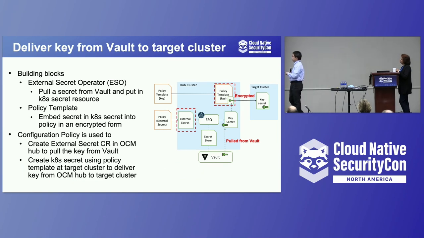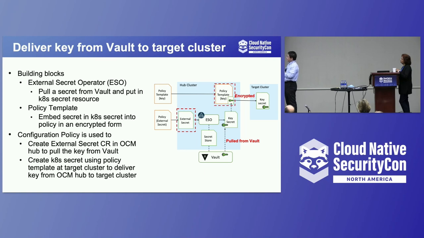So the design is like this. We use the external secret operator, which enables us to bring the secret in the vault to the cluster secret automatically. That automation is provided by the external secret operator. Another building block is a policy template. We can define the policy, and the policy has a template. Some templates can encrypt a value in the policy and deliver it to the target cluster securely. So by combining these two approaches, we can enable the secret distribution hub idea.